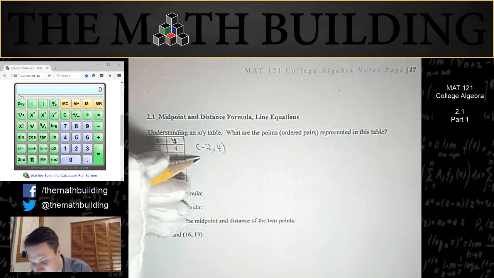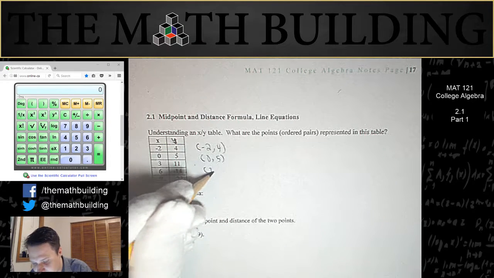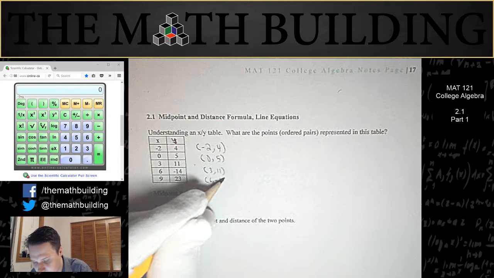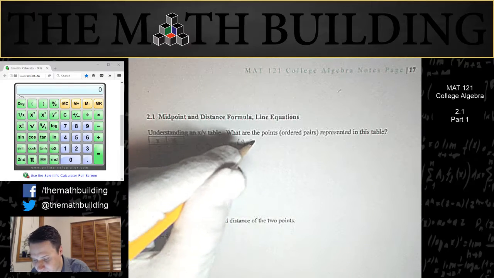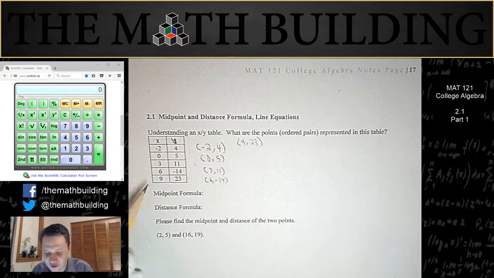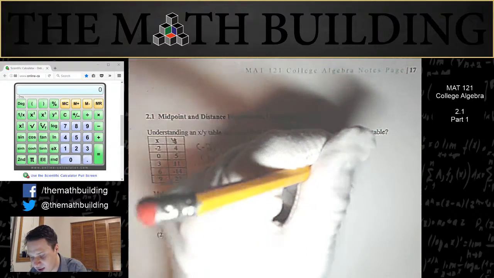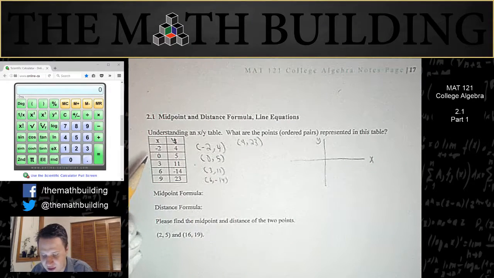We can see we also have the point (0, 5). We have the point (3, 11). We have the point (6, -14). And we have the point (9, 23). So these are all 5 coordinates that are represented in this table. So if we wanted to, and hopefully this is review, we could graph these on a little graph.